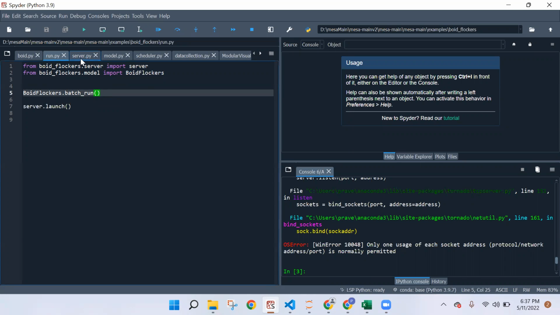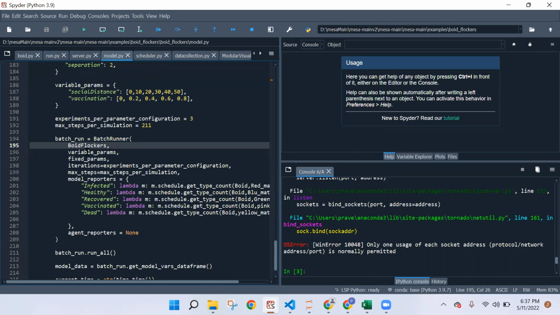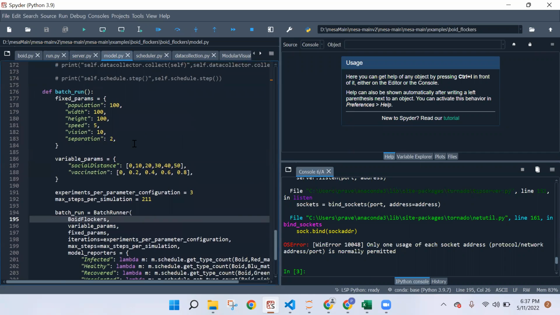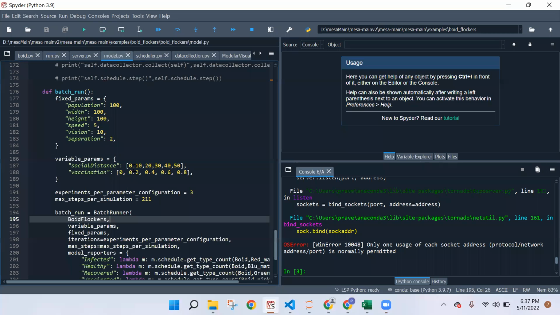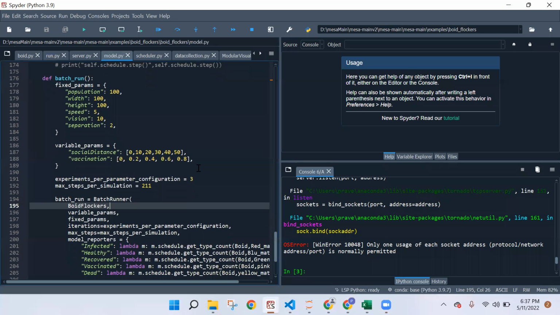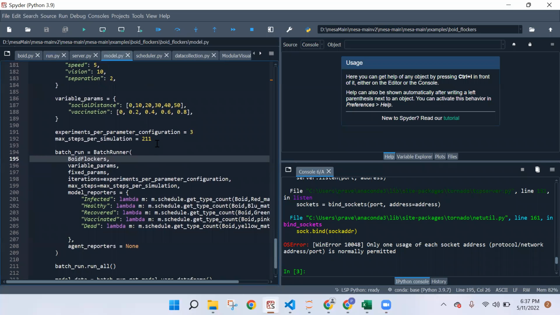So how the batch running will happen is, here we have the list of parameters. It will take the combinations of parameters from social distance and vaccination. In the social distancing, it will take 0, and the combination of 0 with 0, 0 with 0.2, 0 with 0.4. Likewise, it will take all the combinations. So we have around 25 combinations, and it will run 3 times for each combination, and the maximum steps it will run is 211.